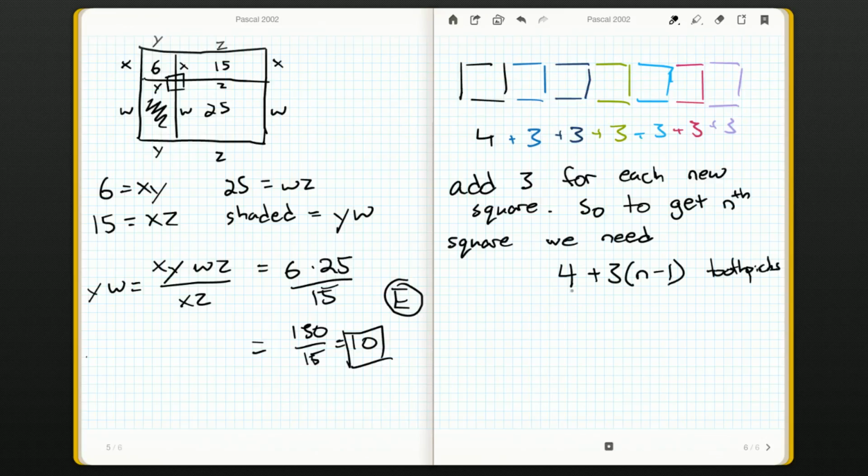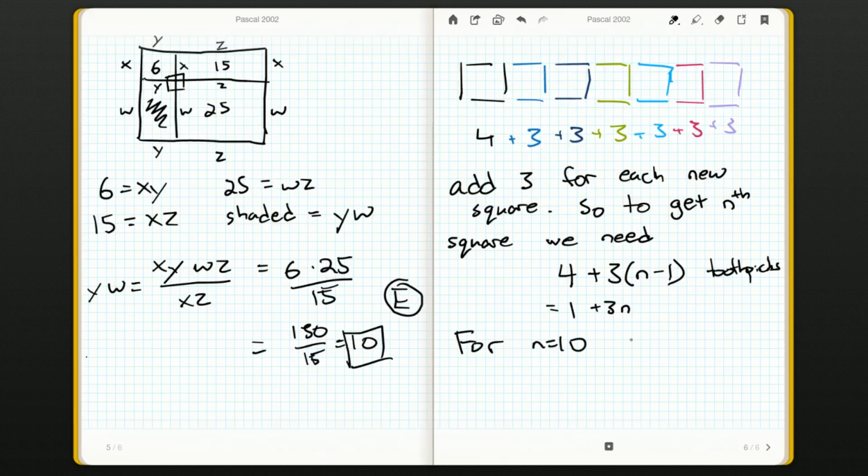Now we can clean this up a little bit. We can say 4 is really 1 plus 3. So this is 1 plus 3n. And if we weren't sure of our formula, we could actually check it. Well, if I want 2 squares, n should be 2. 3 times 2 is 6, plus 1 is 7, and wouldn't you know it, we took 7 toothpicks to make 2 squares.